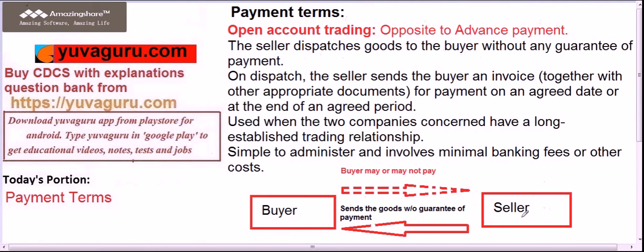Once the seller ships the goods, then he sends the documents to the buyer with the invoice, means an invoice to be paid. Then the buyer pays it later. This is used when both the companies know each other well and it involves the lowest cost. So these were the four payment terms.